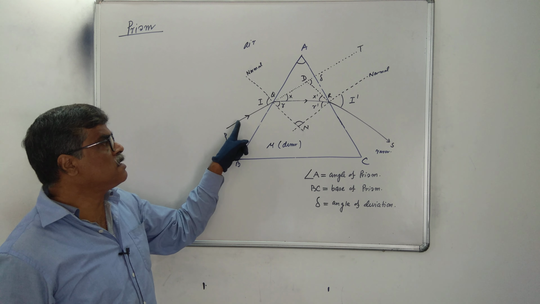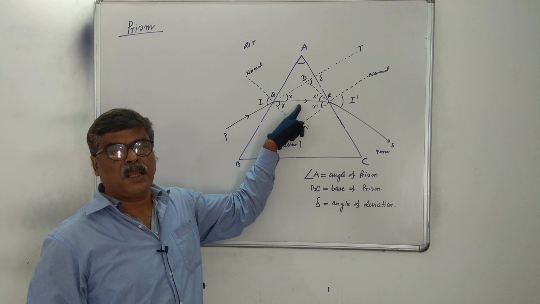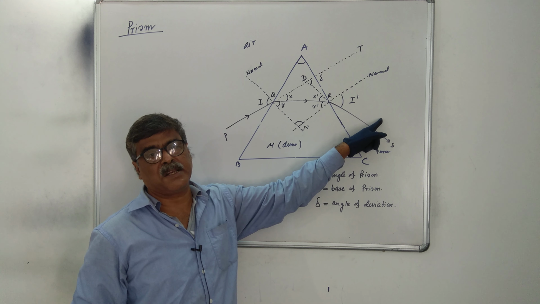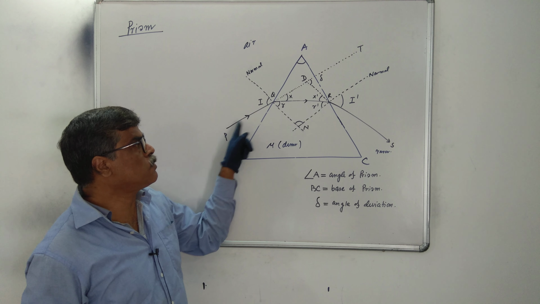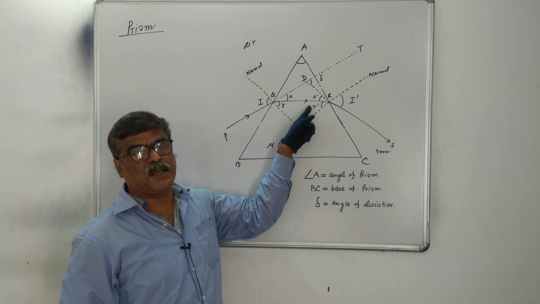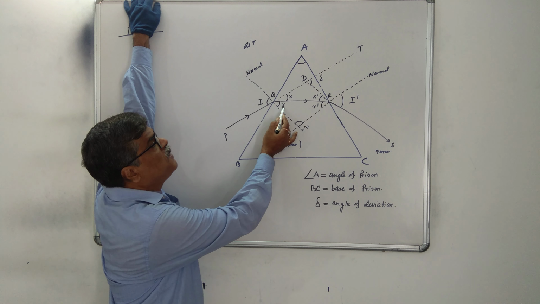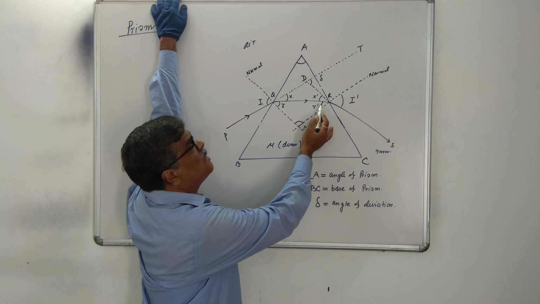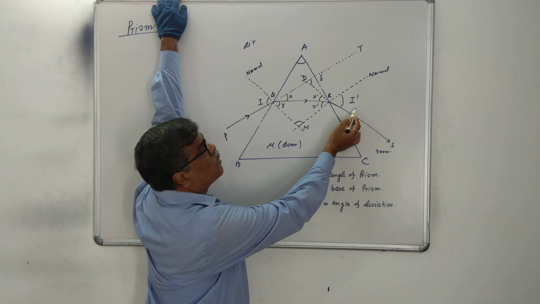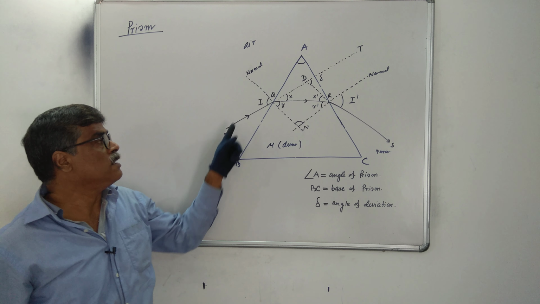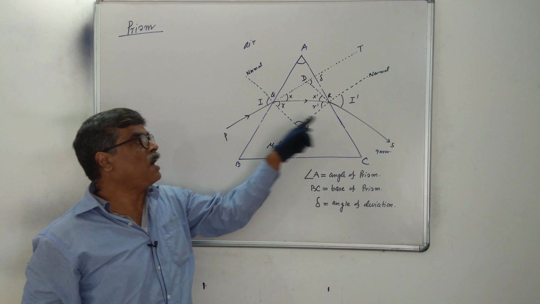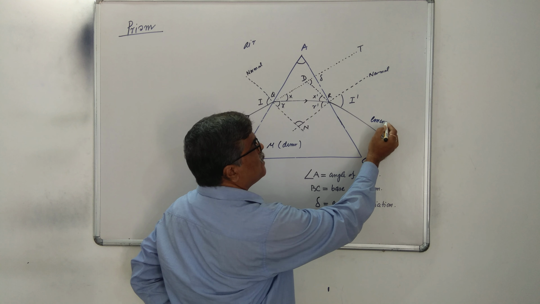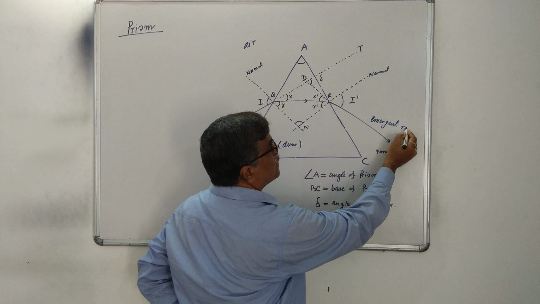This is the incident ray, this is the refracted ray. Again for the second phase, this is the incident ray, this is the refracted ray. When light passes from air to glass, this is the angle of incidence, this is the angle of refraction. When light passes from glass to air, this is the angle of incidence, this is the angle of refraction. And finally, this is the angle of emergence. That is why this ray is known as the emergent ray.